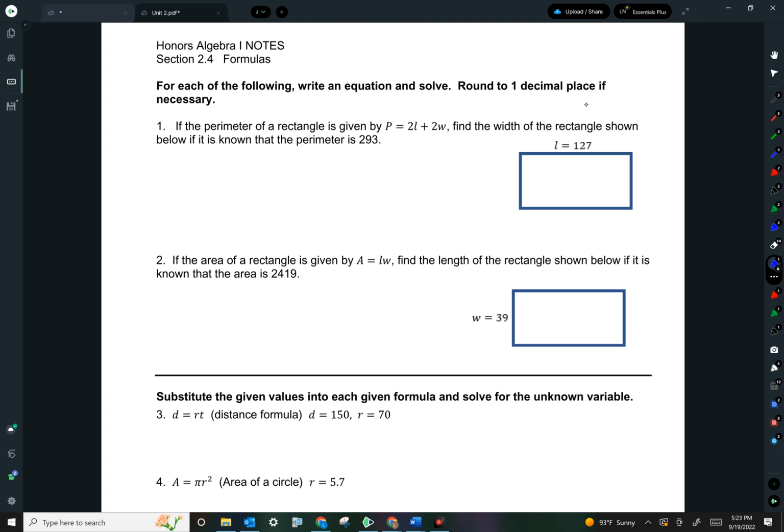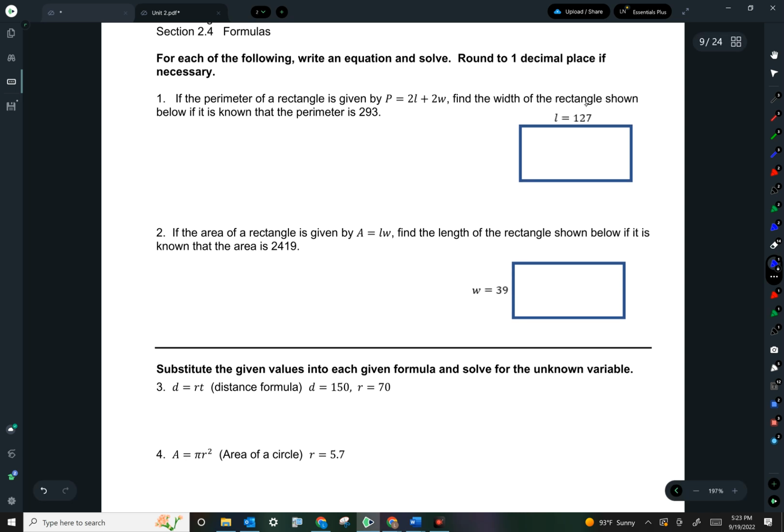This is Algebra 1, Section 2.4, and this is all about different kinds of formulas. Now, we're going to do two different types of problems. The first one is formulas where you actually have numbers to plug in, and most students find that those are definitely the easier type.